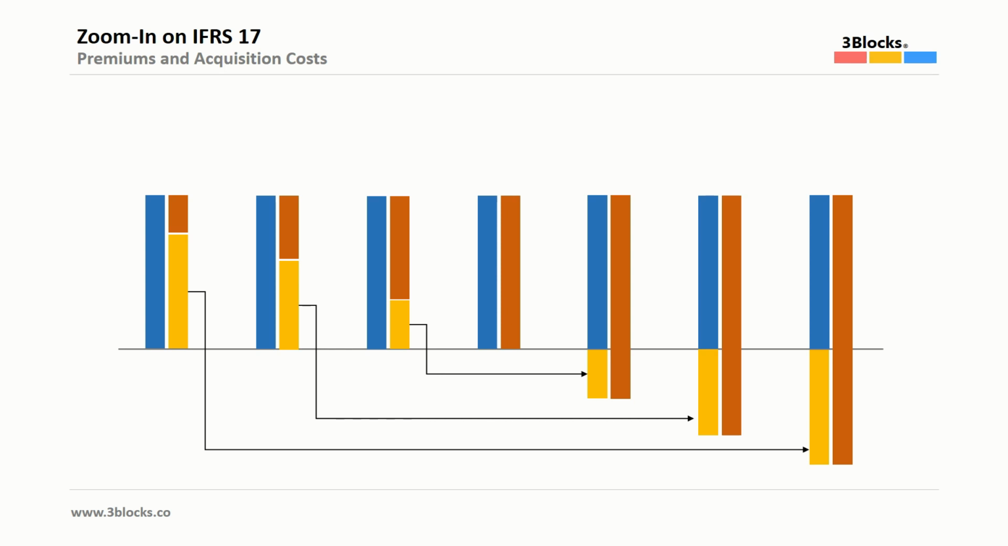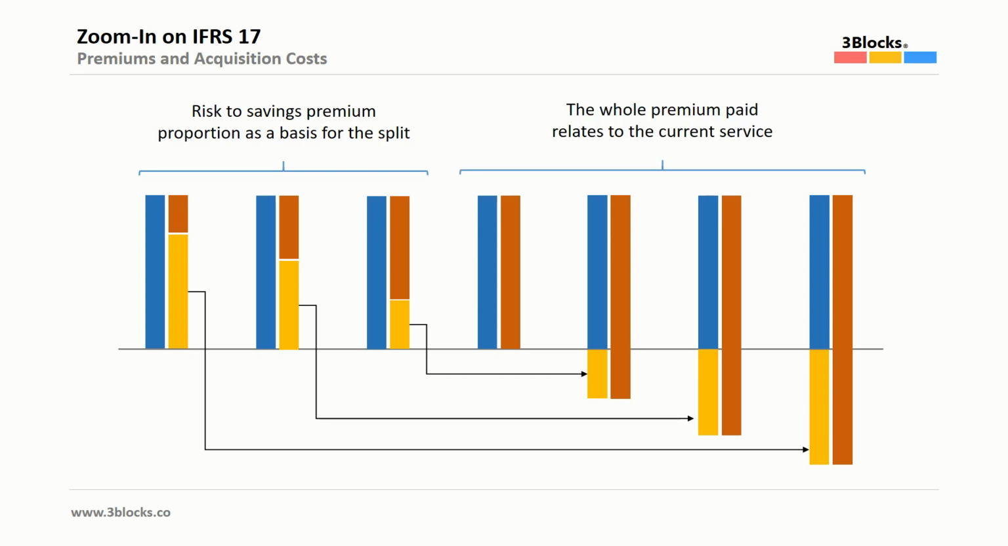Now, in cases when savings premium is positive, we may use the risk to savings premium relation to determine what portion corresponds to the future service. In cases when the savings premium is negative, we may regard the whole premium paid as relating to the current service. I talked about splitting the premium, but typically acquisition costs are calculated as a percentage of premiums, hence in most cases we can apply the same allocation.